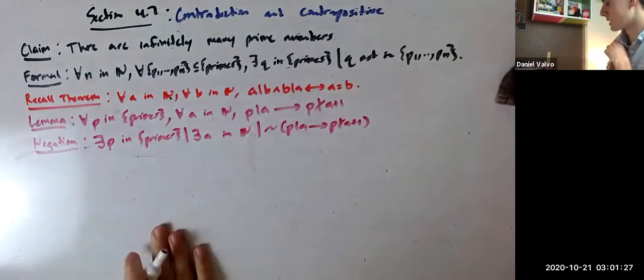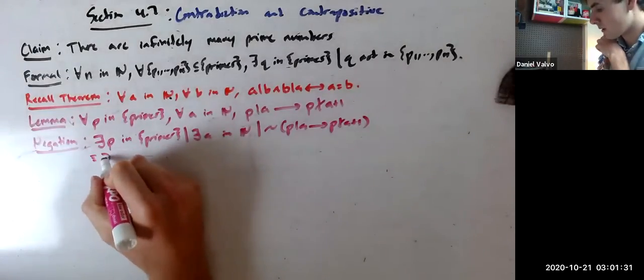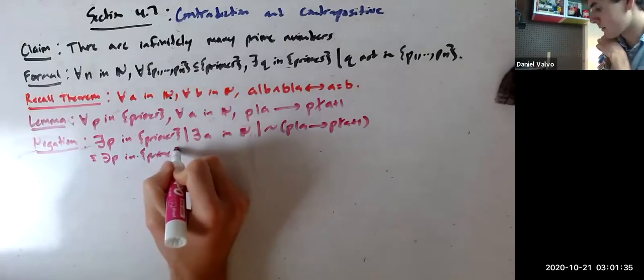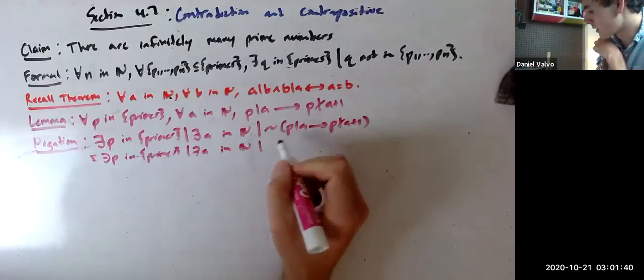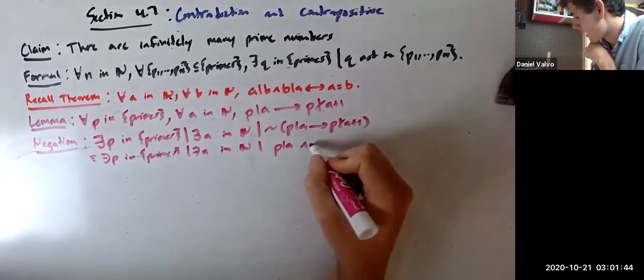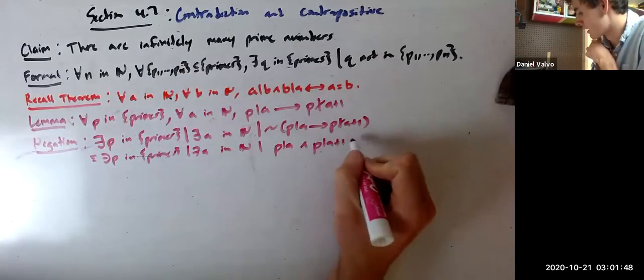Which is equivalent to there exists a P in primes such that there exists an A in the natural numbers such that the opposite of this: P divides A and P does not divide A plus 1, which means P divides A plus 1.